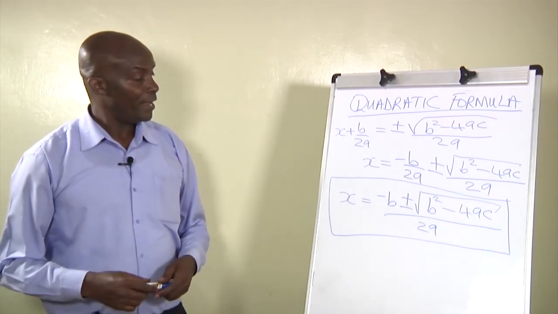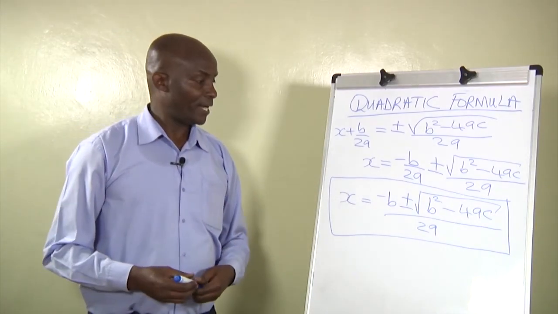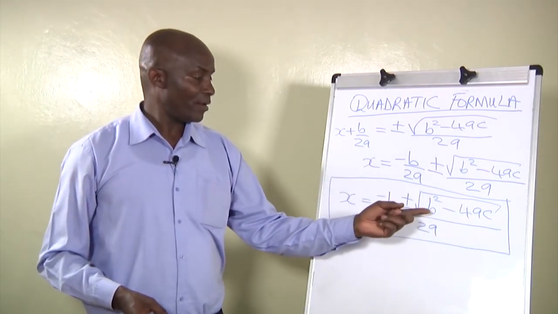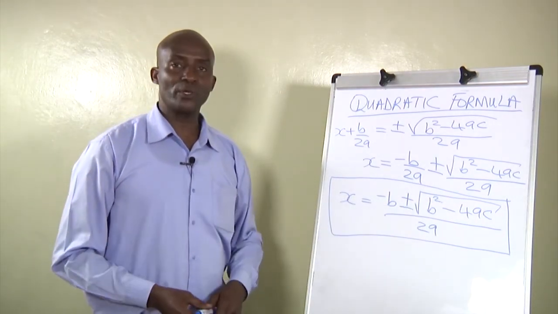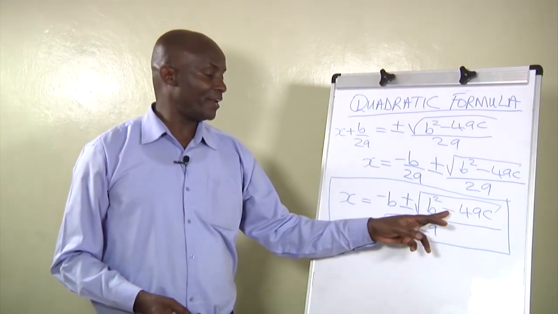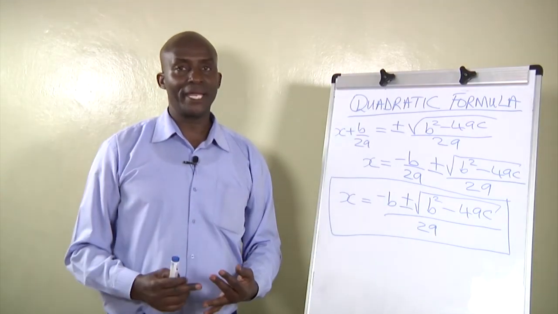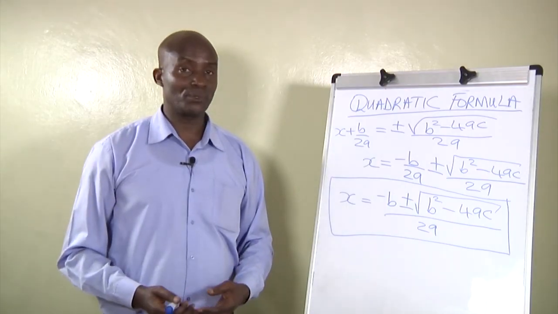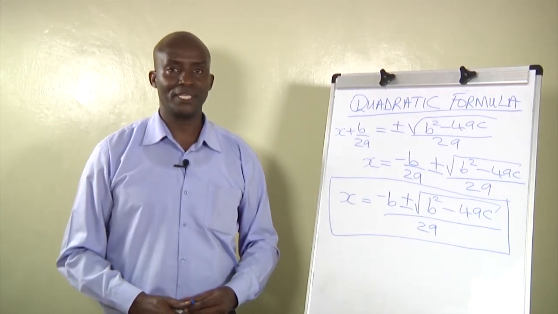So in our next lesson, we will discuss in detail how to use the quadratic formula and what is the importance of this part. This part here is what we call the discriminant. And we will understand how it helps us to determine whether we get different roots or get equal roots. So with that, we'll come to the end of today's lesson.